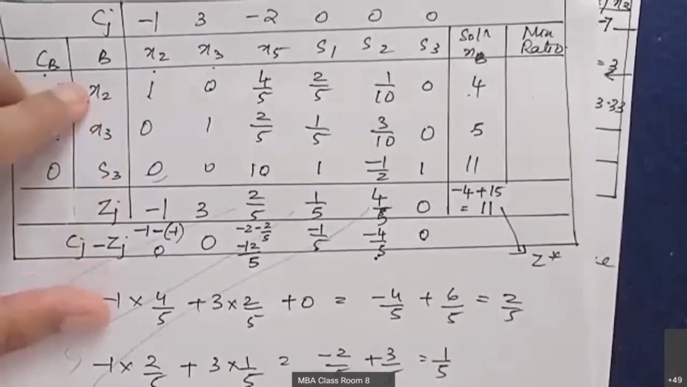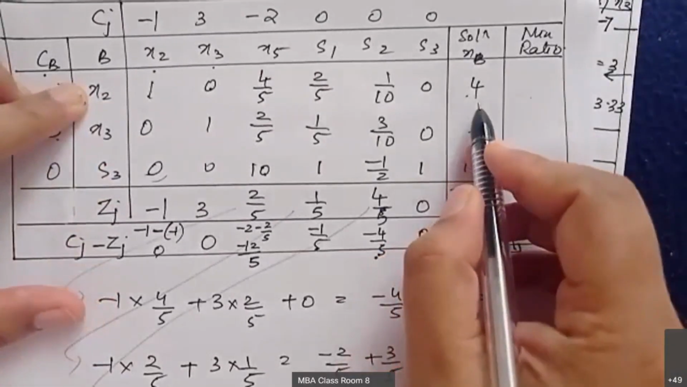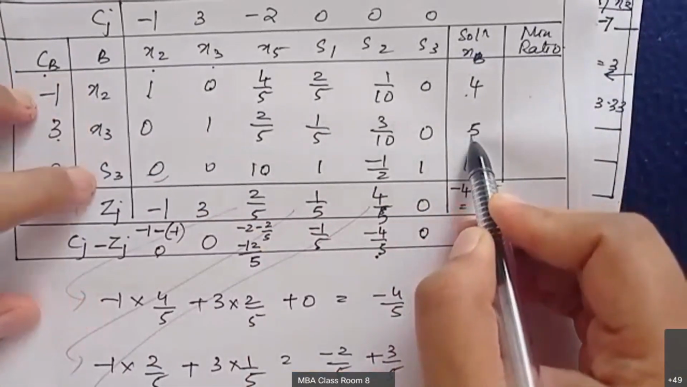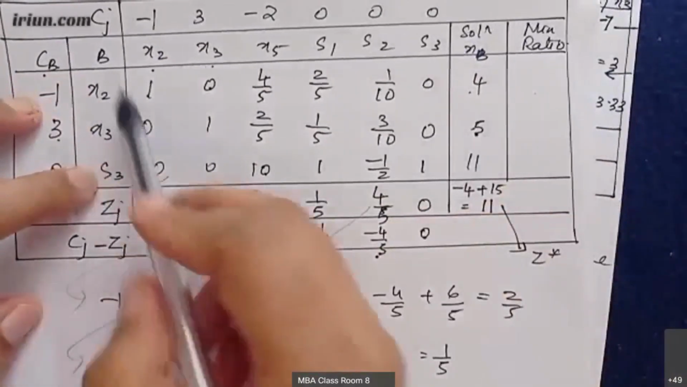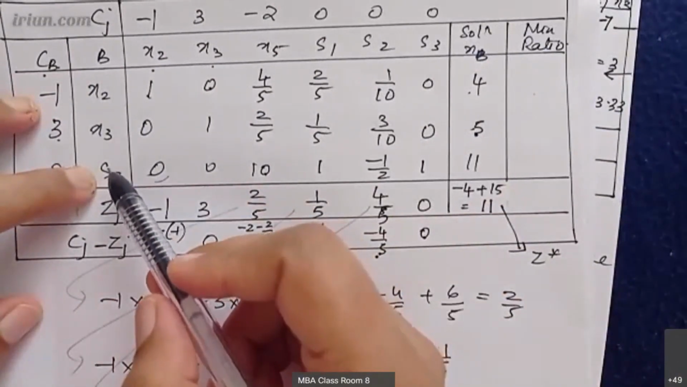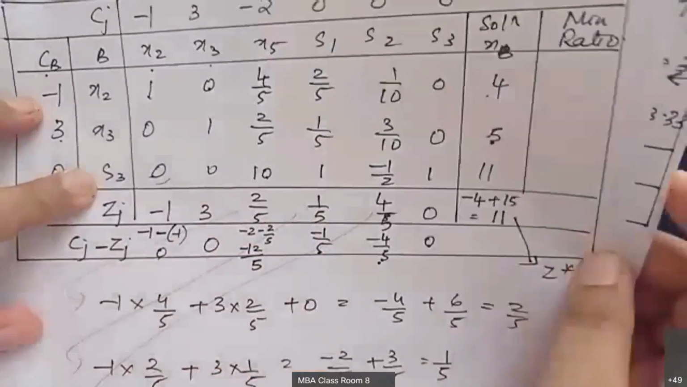So tell me the values of x2, x3 and x5. x2 is 4. Okay, x3 is 5. What is the value of x5? Do we have x5 here? We don't have x5, so instead of x5, we can take 0. The value of x5 will be 0.